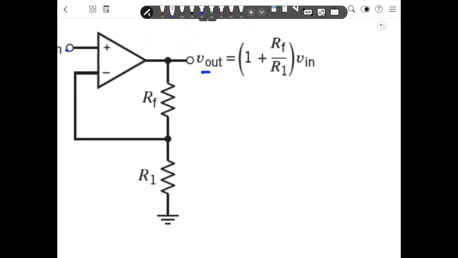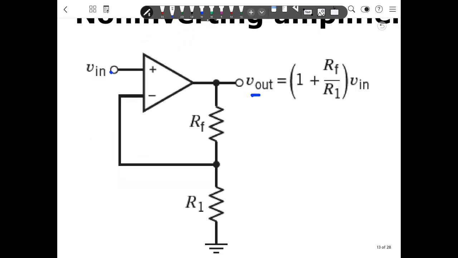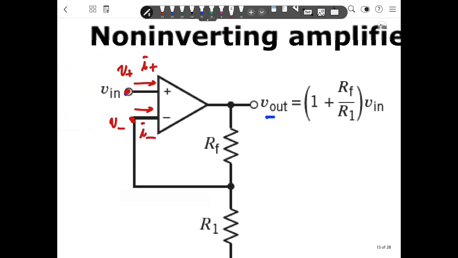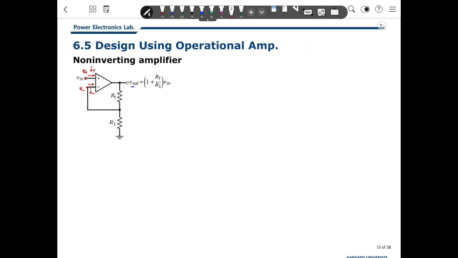So here we can solve it at first. How should we do it? We define this as V plus, and this is I plus, and define this as V minus, and this current is I minus. Then you should write these: V plus equals V minus, and I plus equals I minus equals 0. So based on this, you can derive the nodal equation.